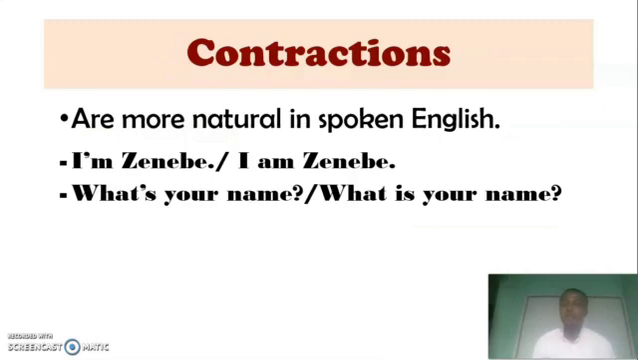Let's continue. Contractions. Contractions are mostly used in spoken English, and they are more natural and more flexible. Let me give you an example. I'm the neighbor. I am the neighbor. Which one do you think is better? I think the first one, the contracted form, is more natural. What is your name? What's your name? Don't forget the intonation. Here again, you can see the first question is more appropriate and natural when you are in conversation. So make sure you use these contractions appropriately, and don't forget the pitch as well as the intonation.